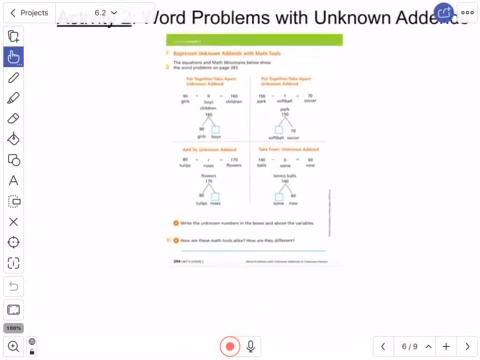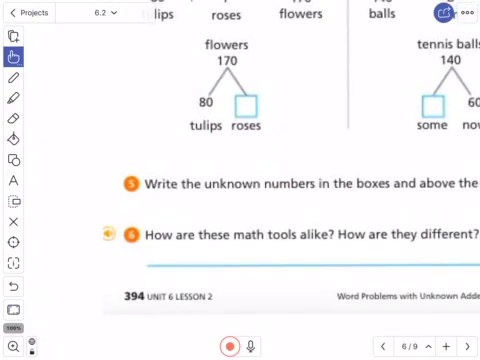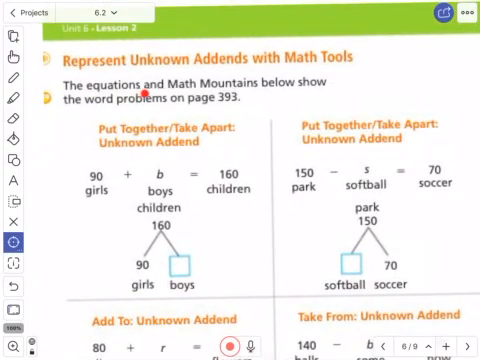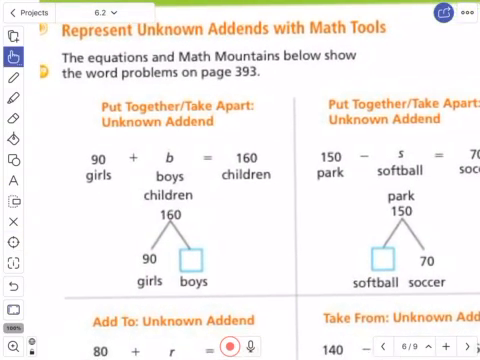Okay, now we're going to be going to page 394. If you have not gotten this off of Schoology yet, open up page 394 in Schoology and send it to Notability. Okay, up on the top, it says, the equations in Math Mountains below show the word problems on page 393. Okay, so I have put together take apart unknown add-ins.